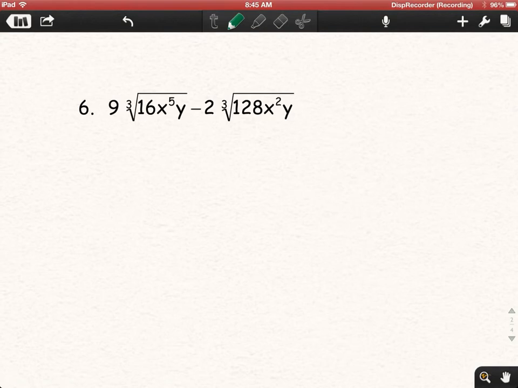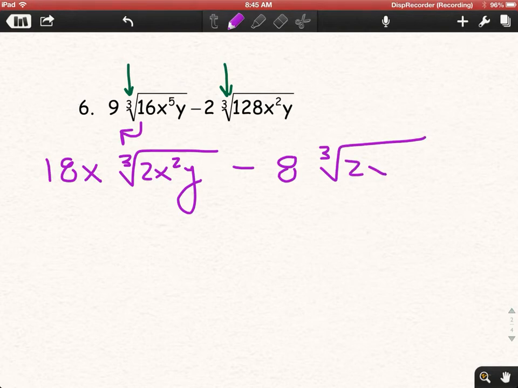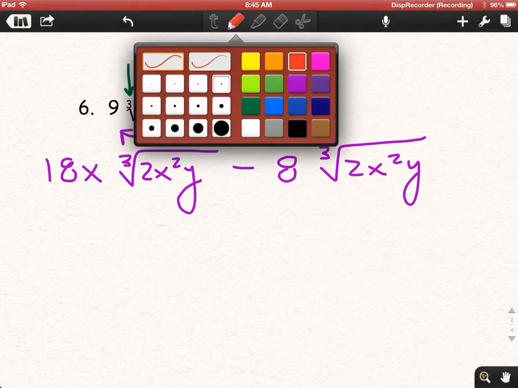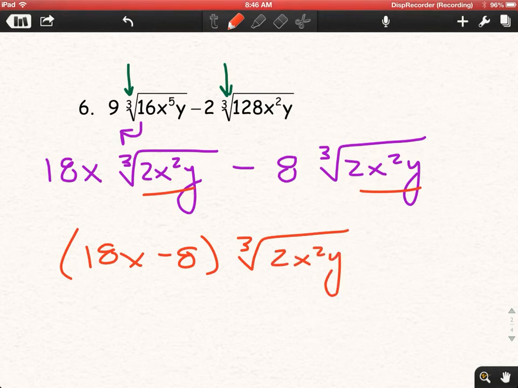Okay, number 6, these are both cube roots, but because we're trying to subtract, they need to be identical cube roots. So we start with some simplification. This will be 18. This will be x cube root of 2x squared y. And for 128, we'll be able to take out a 2 and a 2, or 4, cube root of 2x squared y. And now these match, and so now I can subtract 18x minus 8, cube root 2x squared y.